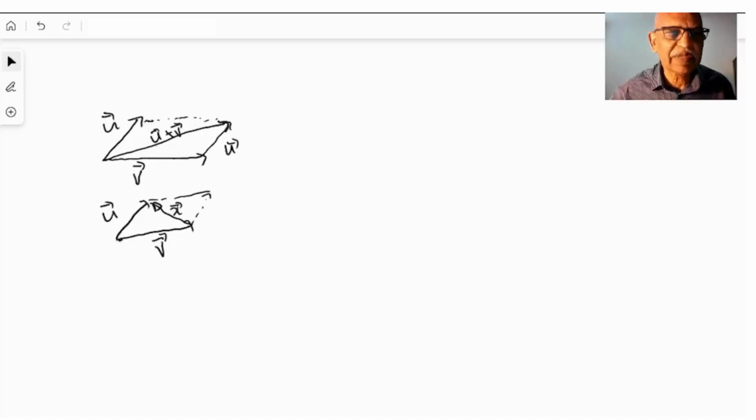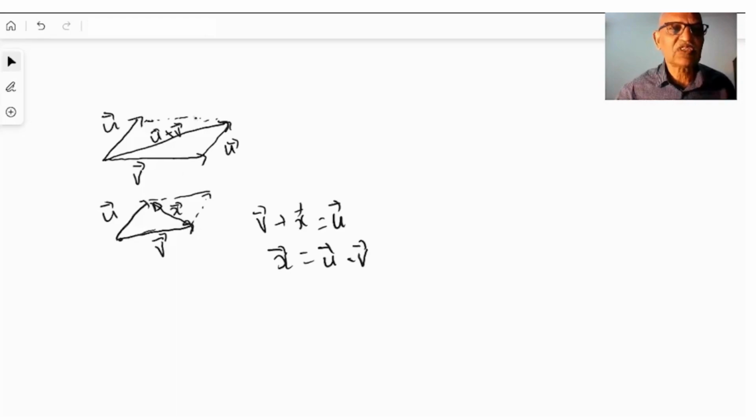If I start from the initial here, v plus x, because it should always go from tip to tail, this way and then this way, the resultant will be u. Therefore, if I want to solve for x, x equals u minus v. That's why this vector here is u minus v. So this diagonal is u plus v, and this diagonal is u minus v.